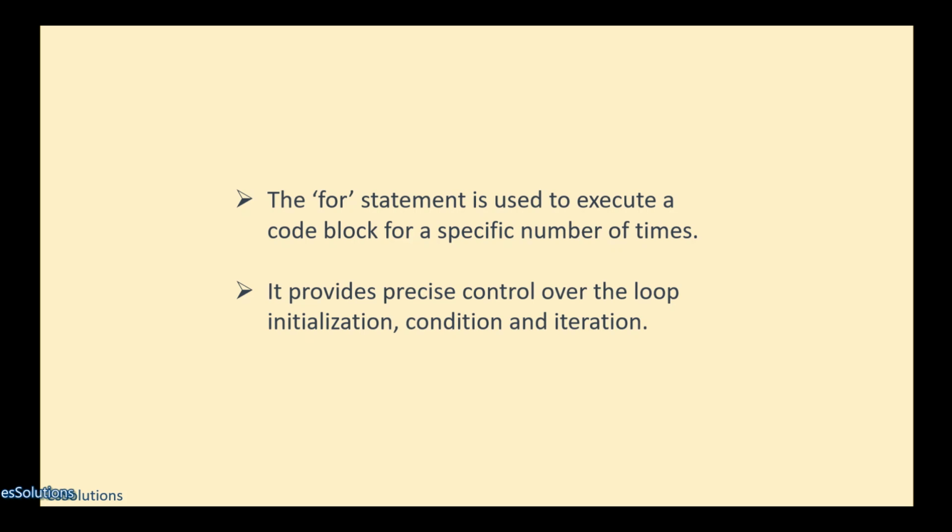So for example, the 5,000 meter race is 12.5 times around the field. When you know the number of times you are going, you use the for loop. It provides precise control over the loop initialization, the condition, and the iteration. I'll be showing this quickly with an example.